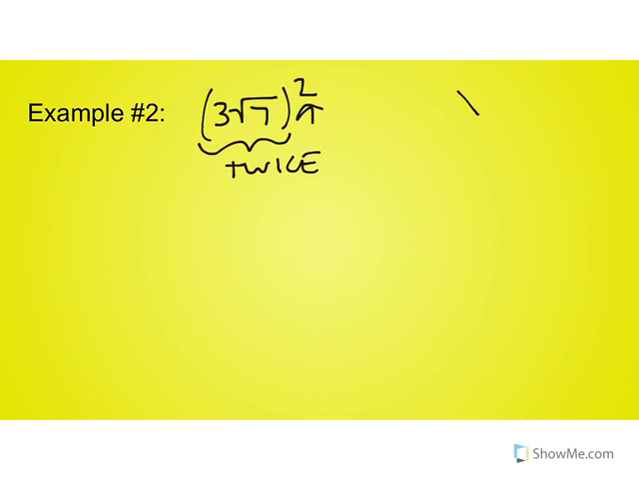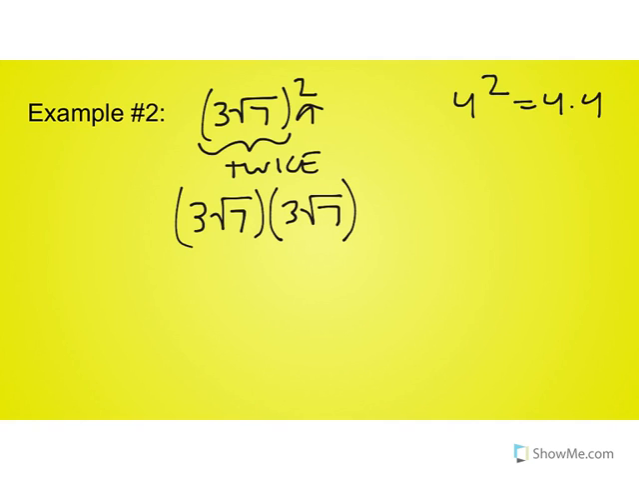For our second example, it's going to look like this. We have parentheses 3 square root 7, squared. What this squared means is that we are writing this entire value twice. So we are multiplying it by itself, just like if we had 4 squared, that means we are doing 4 times 4. We're going to do the same thing here: 3 square root 7 times 3 square root 7. We work with our coefficients first, so 3 times 3, and then our radicands second, so 7 times 7. We get 3 times 3, which is 9, and 7 times 7 is 49.